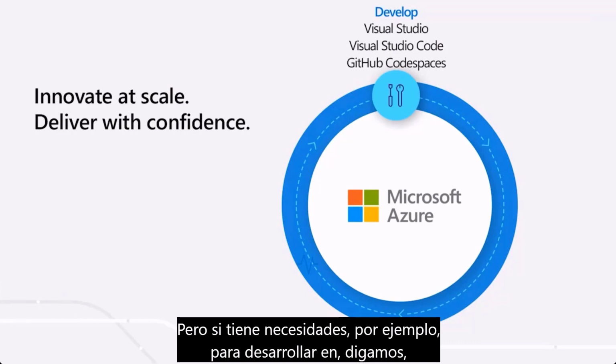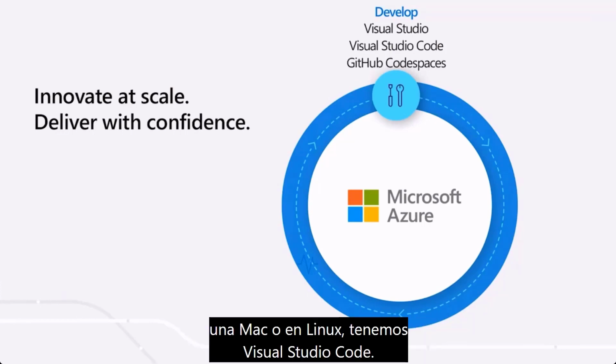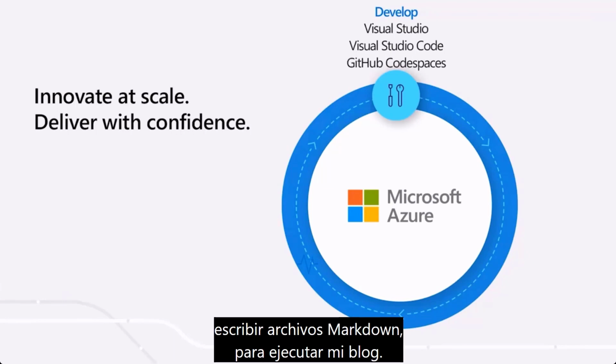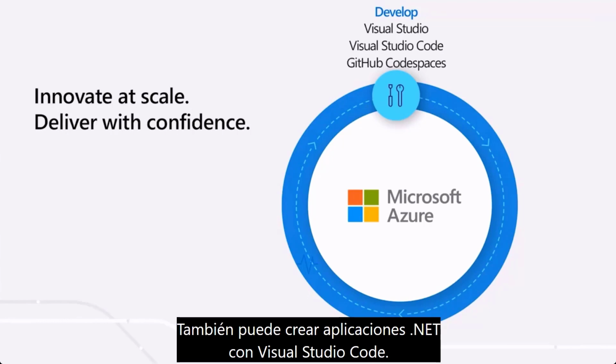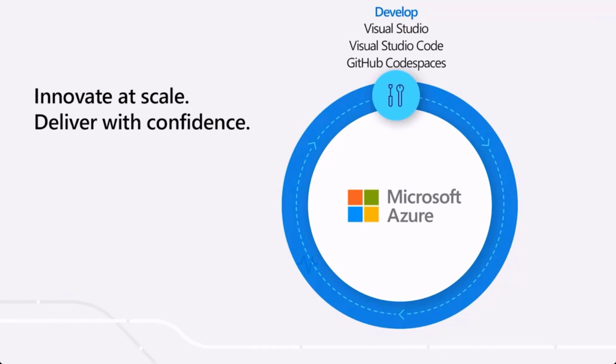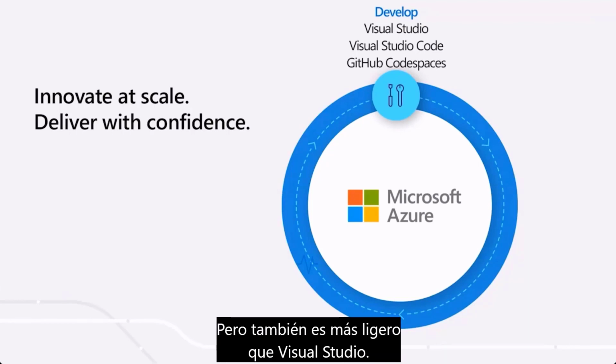But if you have needs, for example, to develop on, let's say, a Mac or on Linux, we have Visual Studio Code. I even use Visual Studio Code on Windows, for example, to write text files, to write Markdown files, to run my blog. You can also create .NET applications using Visual Studio Code. So it is a very, very powerful development environment, but it is also more lightweight than Visual Studio.